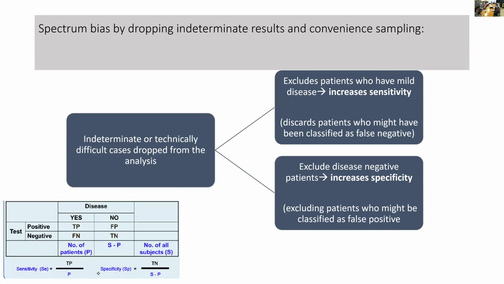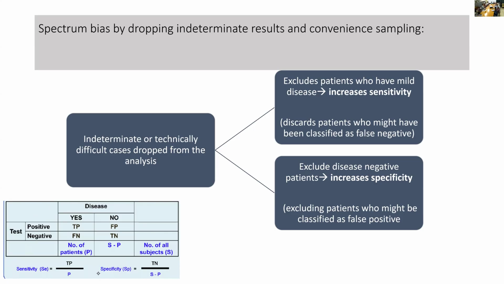The next spectrum bias comes when you're dropping indeterminate results. For example, the test is positive if it has 2 lines, and the test is negative if it has only 1 line. Sometimes you might have some conditions where we don't really know if the second line is positive or negative. It's a very faint line. So what do you do with that test? Do you label it as positive or do you label it as negative? Or do you just exclude it? So if you exclude it, what happens is, it can increase the sensitivity.